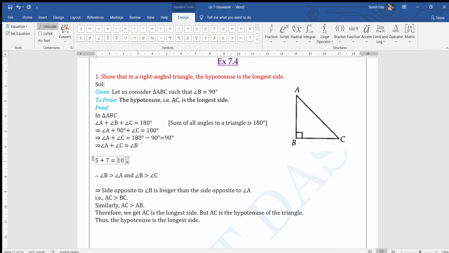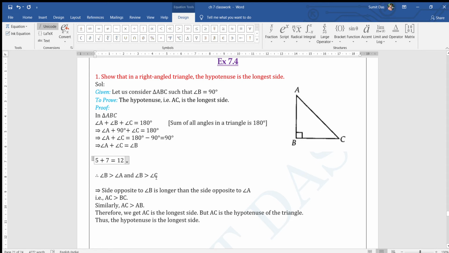I'm giving another example: 5 plus 7 is 12, right? Now is 5 greater than 12 or not? Is 7 greater than 12? So you can see the sum of these two is 12, and each of the numbers is less than 12. Similarly, A plus C is equal to B, right? Therefore B will always be greater than A and C. So that's why we wrote this line.